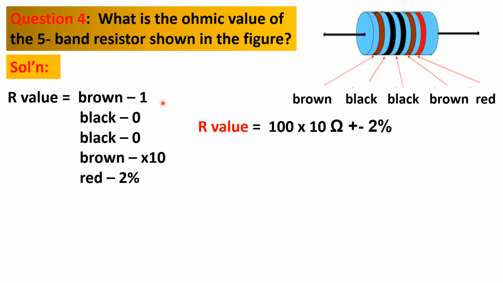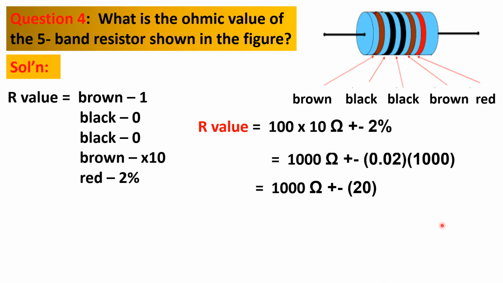So calculating for our ohmic value or range value of the resistor, we have for the three significant digits 100 ohms, that will be multiplied by 10. And the degree of tolerance is plus minus 2%. Further calculation of the value of 2% of 1000 ohms, or 0.02 times 1000, of course, is 20 ohms.